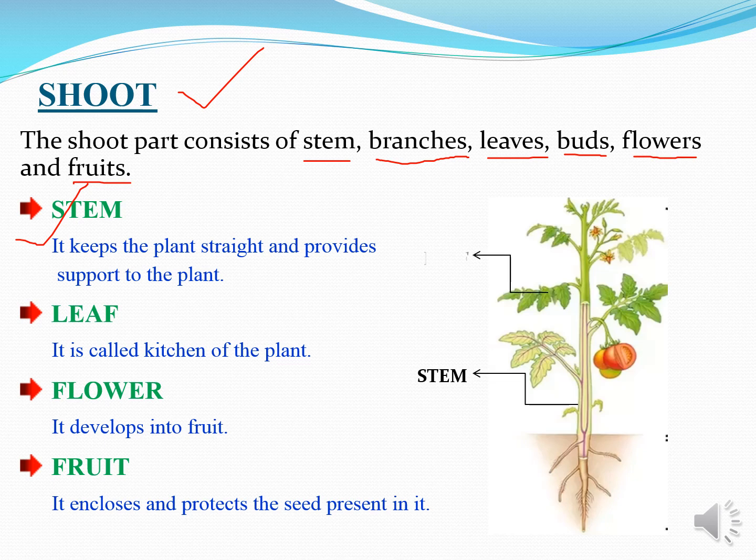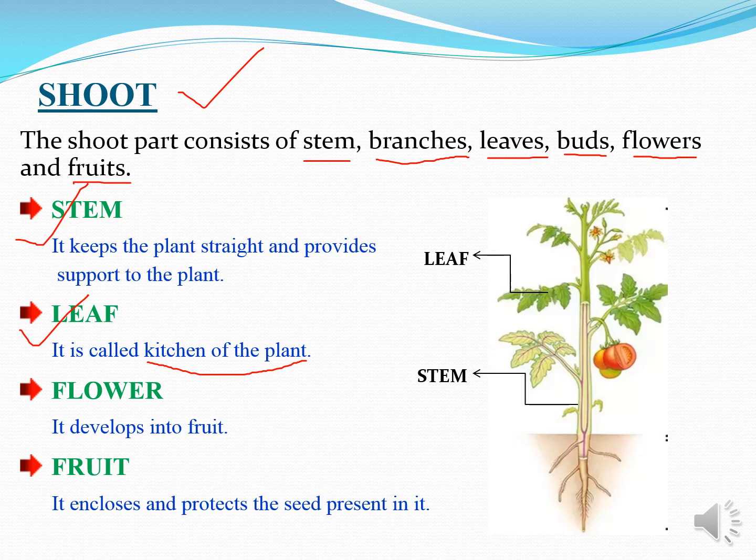Now leaves. Leaves differ in shape and size and are usually green in color. They prepare food by the process of photosynthesis in the presence of air, water and sunlight. As they prepare food for the whole plant, that is why they are also known as the kitchen of the plant.